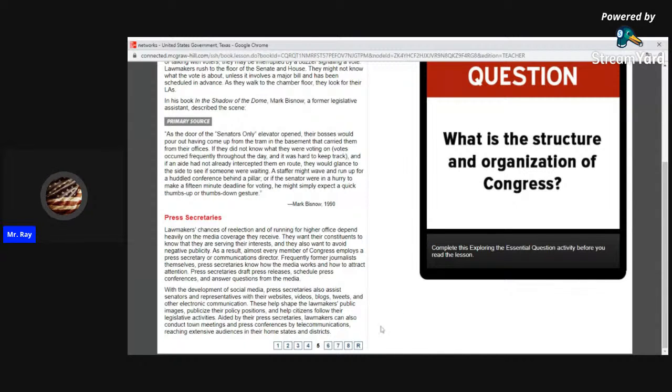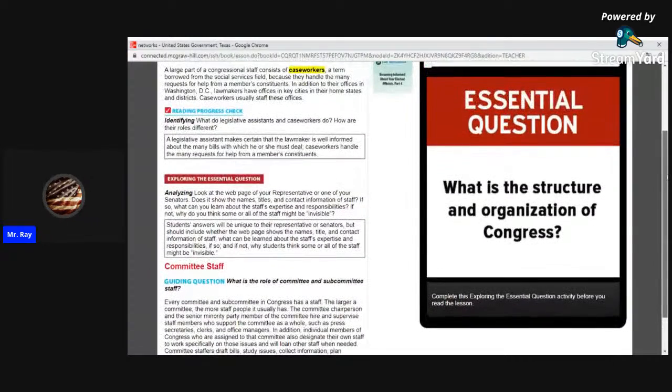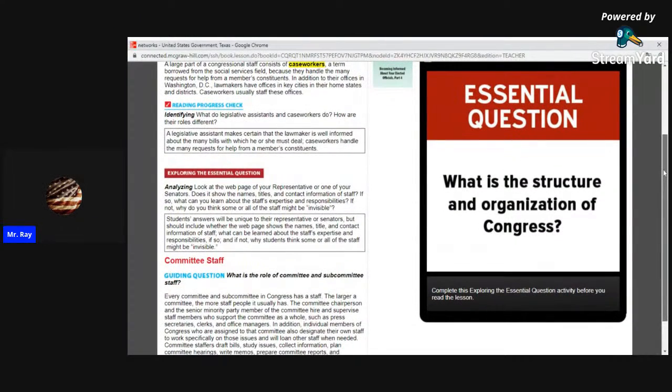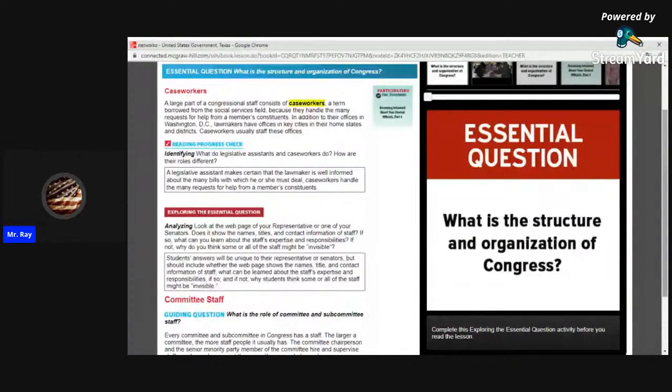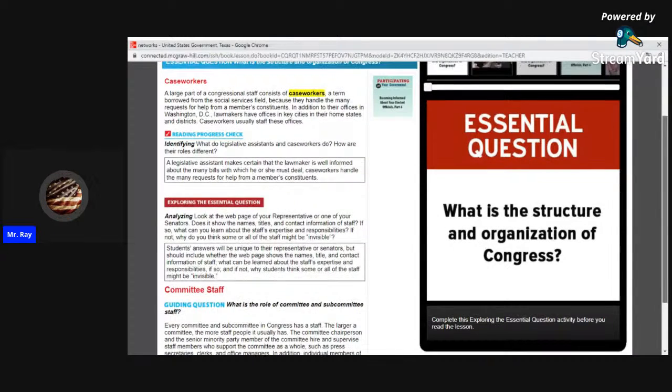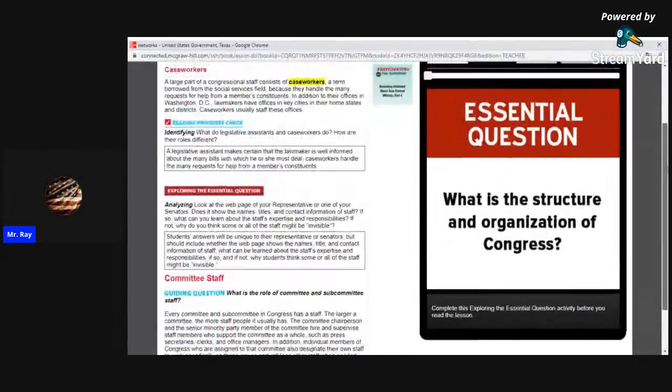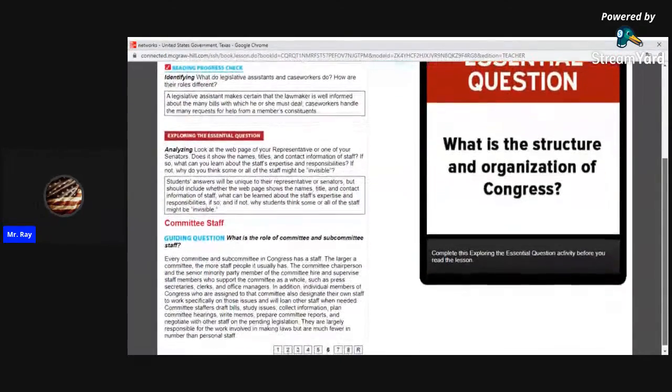And last, we have the caseworkers, okay? And the caseworker is somebody that deals with certain cases from their constituents, okay? So it's much more specific. If they see that there's a very, very special case, then we have a caseworker.